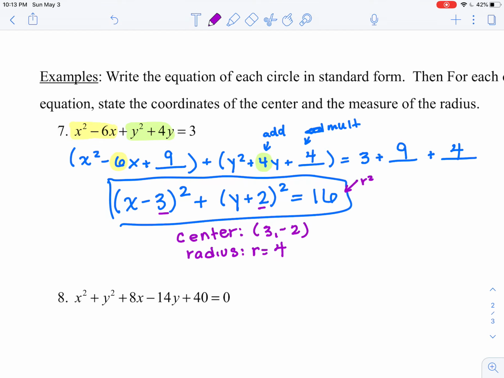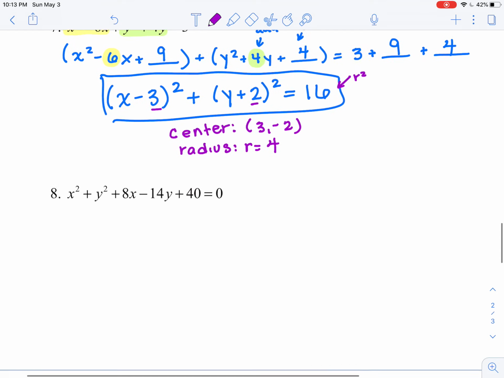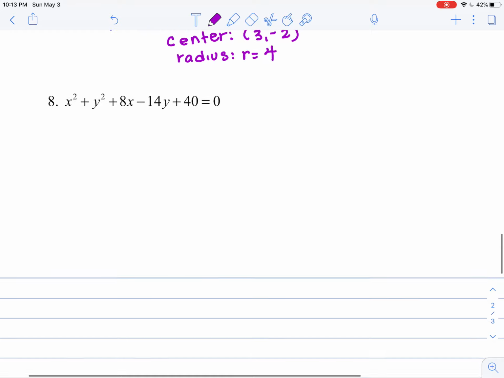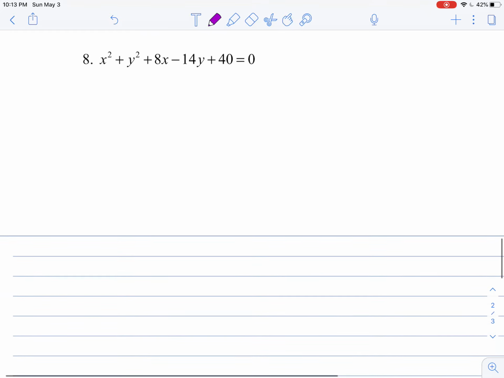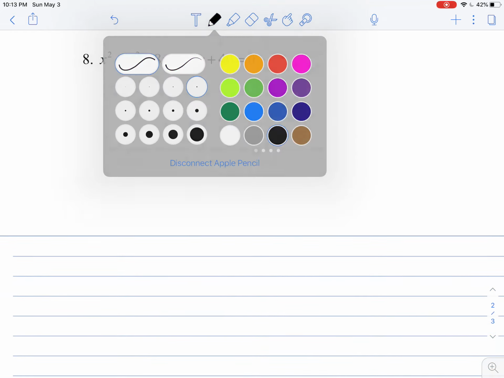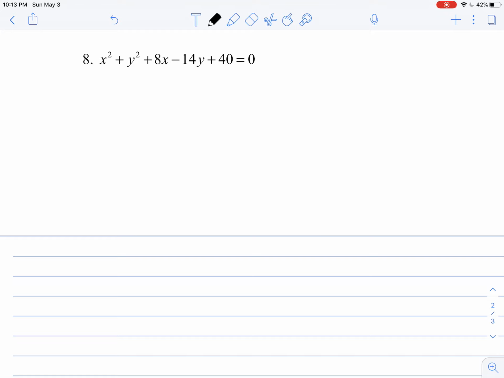Okay, let's do this again with question number 8. So in question number 8, we have to write the equation of the circle in standard form, find the center and the radius. So when you look at question number 8, notice that the x's are not all kind of grouped together. So I'm going to rewrite this so that I have my x squared term, then my 8x, and I'm going to group them to complete the square.